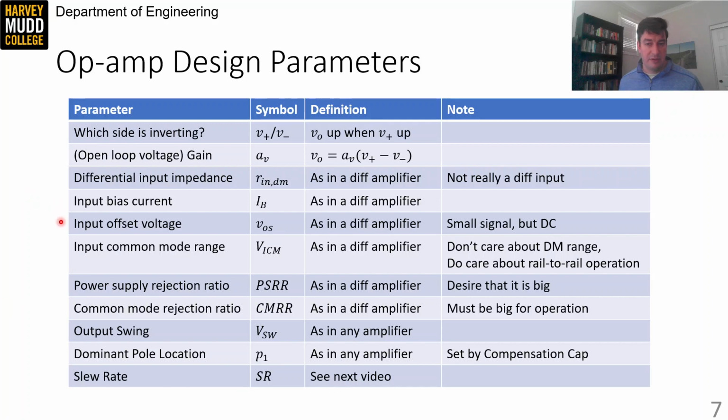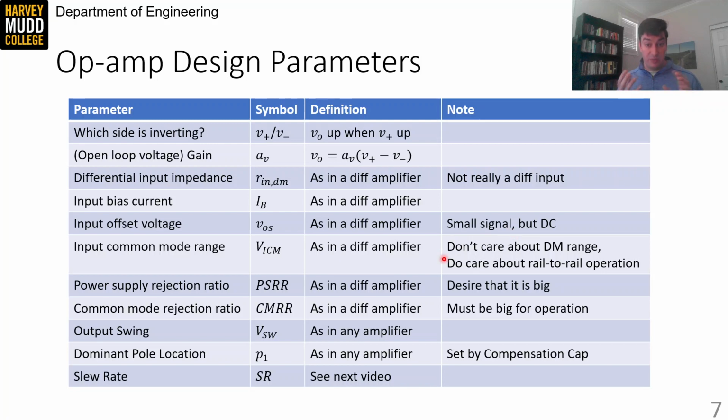The input bias current, input offset voltage, input common mode range, power supply rejection ratio, and common mode rejection ratio are all parameters that ought to be familiar from differential amplifiers. There are a few little spins on these that we care about in the context of op-amps. The input offset voltage is a small signal, but in most of our amplifiers in this course, we've sort of conflated the idea of being a small signal and being a signal that exists in an amplifier's midband. So most of our small signals have been AC. Offsets are a small DC signal, which is relevant because op-amps don't have a midband. They work all the way down to DC.